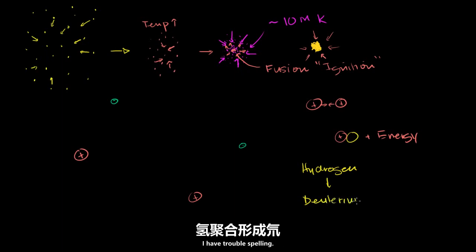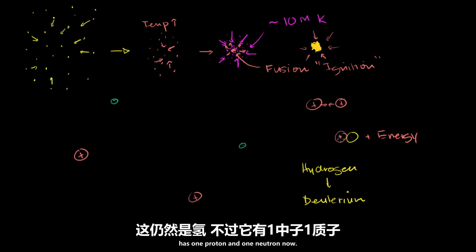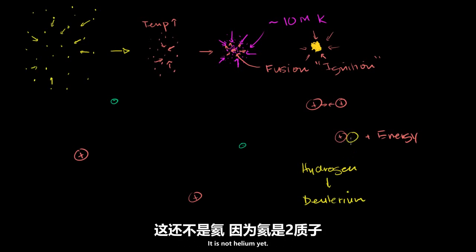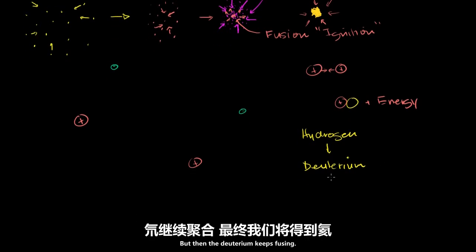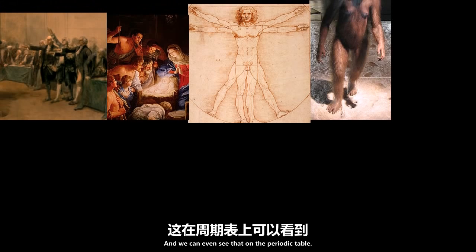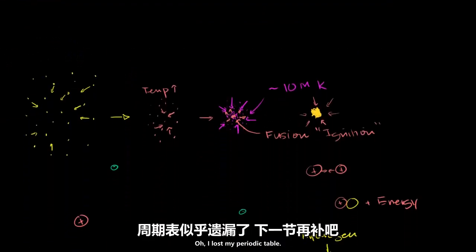I have trouble spelling, which is another way of calling heavy hydrogen. This is still hydrogen because it has one proton and one neutron now. It is not helium yet. It does not have two protons. But then the deuterium keeps fusing, and then we eventually end up with helium. And we can even see that on the periodic table. Oh, I lost my periodic table. Well, I'll show you in the next video.